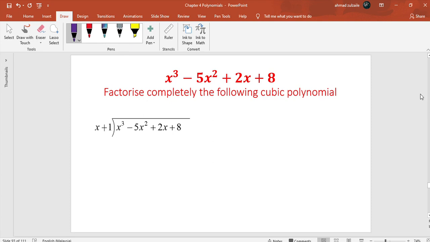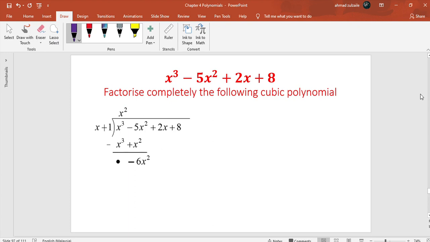Okay, so the next step is you determine what is the suitable multiplication to x plus 1 in order to eliminate the first term here. So let's say I choose x squared. Why do I choose x squared? Because if I multiply x squared with x, then I have x cubed over here, and it is easy for me to eliminate this term. Then x plus 1 multiplied with x squared gives positive x squared. Then you subtract.